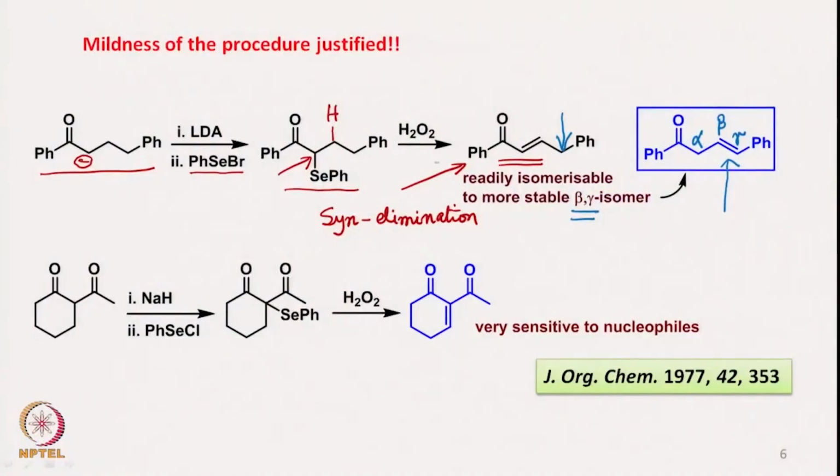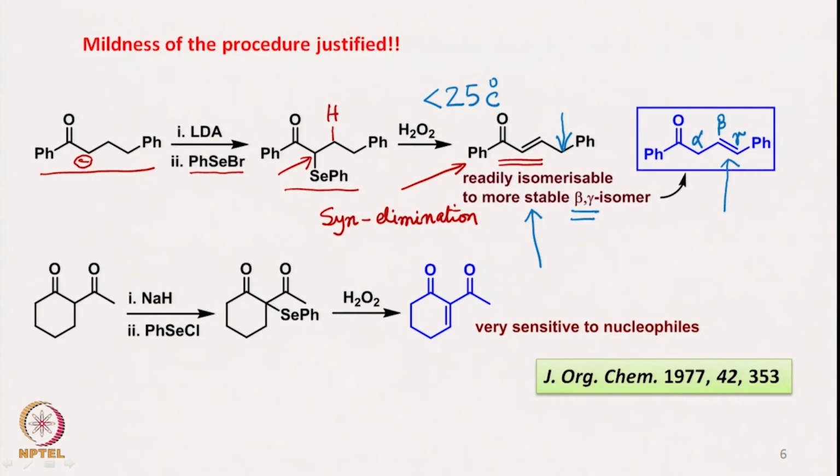However, the mildness of the procedure, that means this particular elimination takes place as I mentioned earlier, below 25 degrees centigrade. So, such a temperature gives mostly this particular substrate easily, but if the temperature is increased, then one will isomerize to the beta gamma isomer. So, this is the mildness of the procedure which is justified.